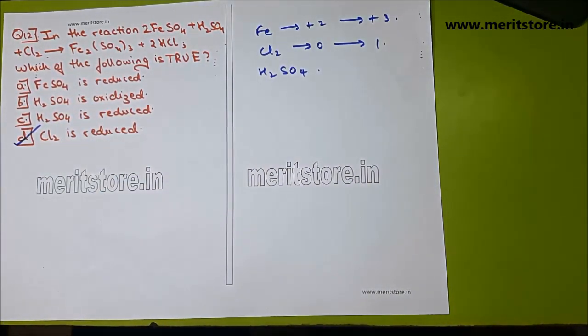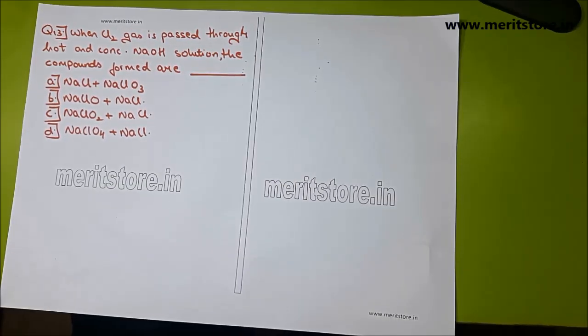Option D is the correct option. Question number 13. When chlorine gas is passed through hot and concentrated NaOH solution, the compounds formed are?